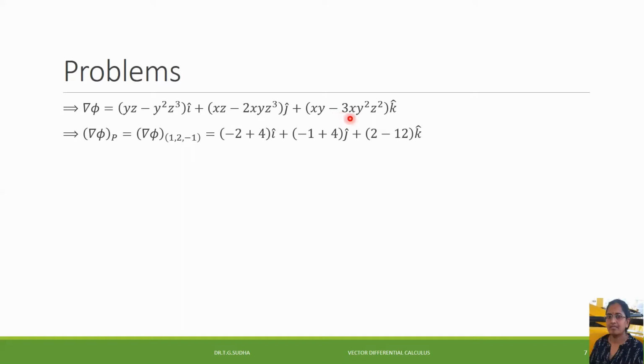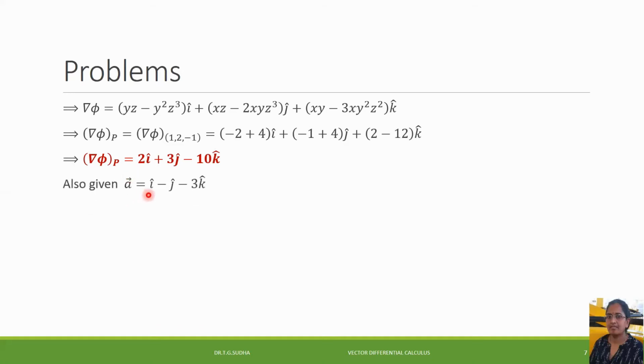So 3 into 1 into 4 into 1 will give you minus 12, so into k. So let us simplify this. On simplification, we get 2i plus 3j minus 10k. So this is del phi at the point P. Now let us find the unit vector.